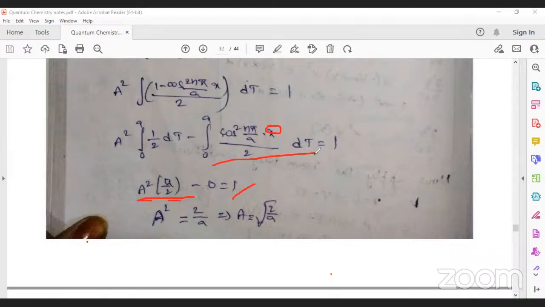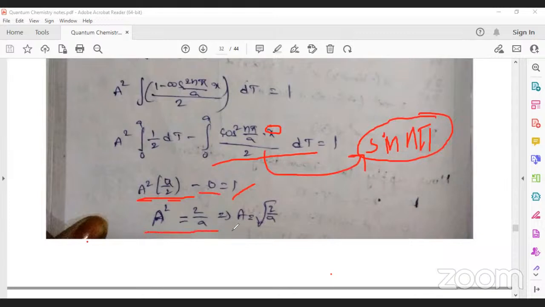Integral of cos becomes sine. Sine n pi is 0. We already know that. After integration, cos will give sine n pi. So either 2n pi or n pi, whatever it is, this value becomes 0. Sine is converted to cos after integration. That's why the second term becomes 0. Therefore, a square is equal to 2 by a, then a is equal to root 2 by a.